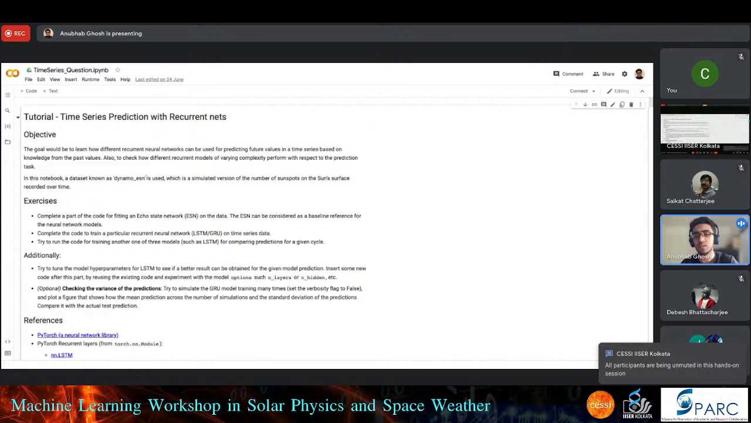This is actually a simulated version of a real collected solar cycle data set, where the number of sunspots have been recorded over time. That was a real data set, but this is a simulated or artificial version of it, which roughly approximates the real data set to a large extent.